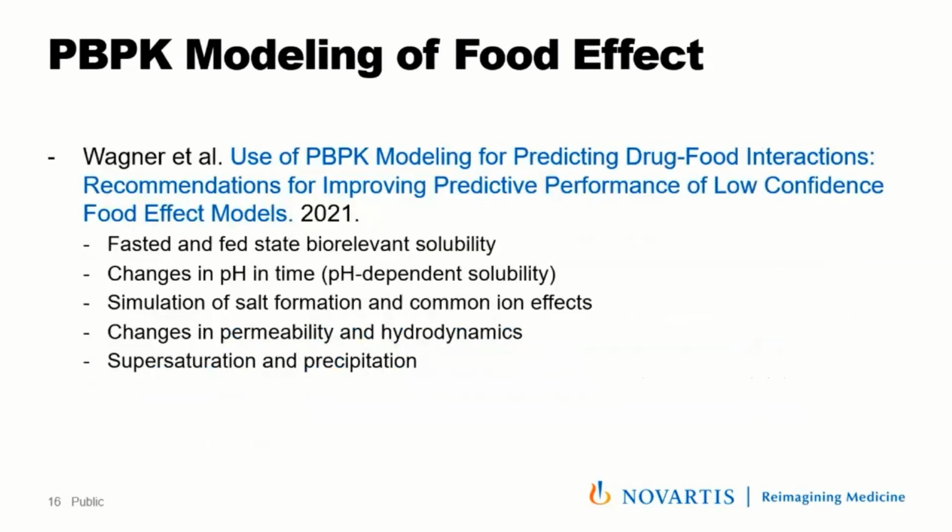Wagner et al. provided some recommendations for improving predictive performance of low confidence food effect models. They emphasized the importance of using biorelevant solubility in both fasting and fed conditions to account for changes in pH with time, which is especially important for compounds with pH-dependent solubility. Sometimes also permeability changes from fasting to fed conditions are important. Some in vitro methods to evaluate precipitation were also suggested.